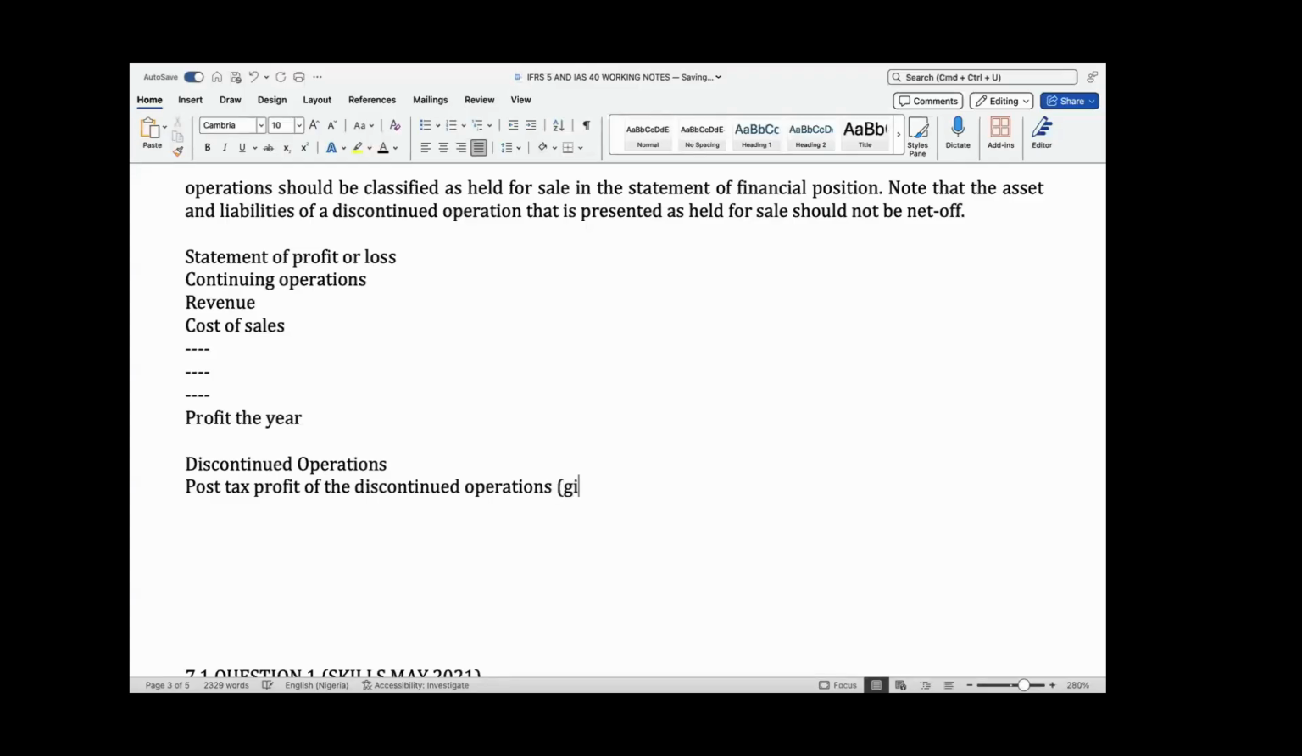Then you need to give the breakdown in the notes to the accounts. That is when you go and show us the revenue, the cost of sales, and all of that. But in the statement, you can just give us the post-tax profit. And if you have eventually sold the discontinued operation, you also give us the post-tax gains from disposal of that discontinued operation.